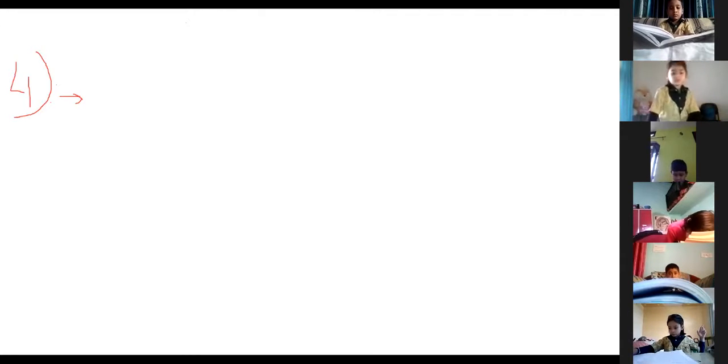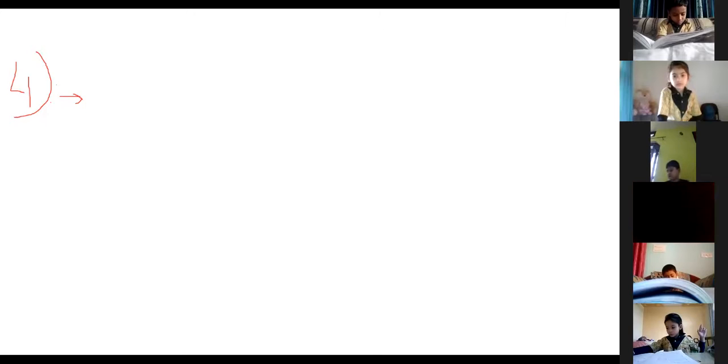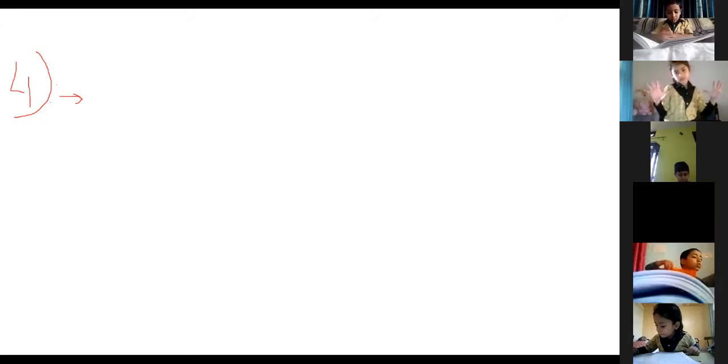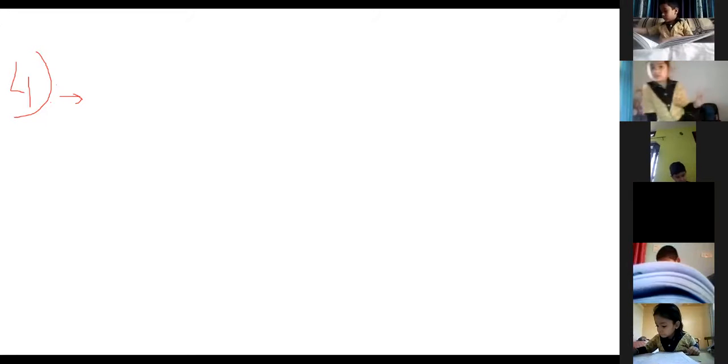4th number. Read the sum. Distribute 10 balls equally between 2 boys. Very good. We have to distribute 10 balls equally between 2 boys. How many boys are there? Only 2 boys. And how many balls are there? 10 balls. Numbers are more and only 2 boys we have. We have to do division again.